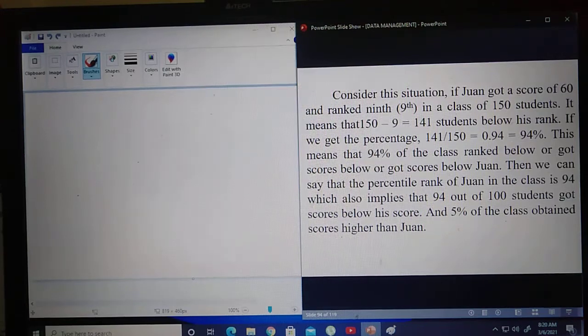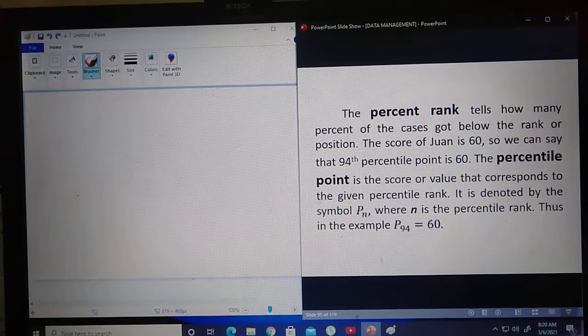So with that example, our Pn, or the P94, is 60, which is the score gained by that student. And the 94% that we mentioned earlier, that is the P94, is the 94% of the class whose rank is lower than his.